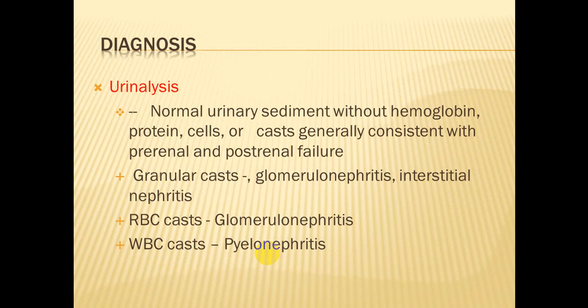If we send the urine analysis as part of diagnosis, normal urinary sediment without hemoglobin, or protein, cells, or casts, it is consistent with pre-renal and post-renal failure. Meaning there is no primary affection of the kidney. There are granular casts in glomerulonephritis and interstitial nephritis. You consider RBC casts, meaning glomerulonephritis. White cell casts may be pyelonephritis.